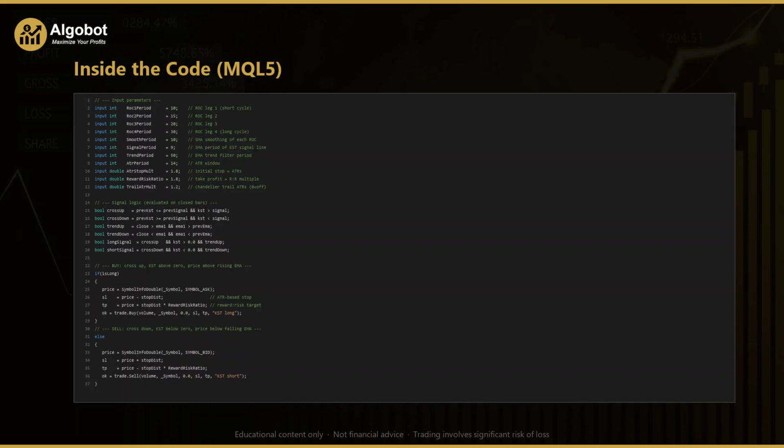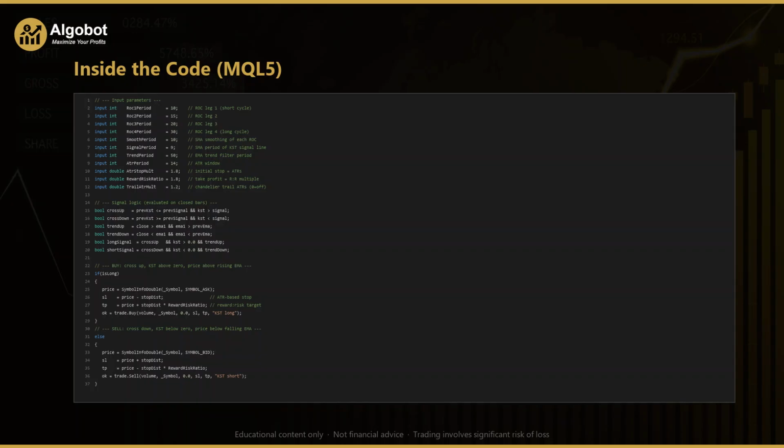The cross-up variable is true when the previous KST was at or below its signal line and the current KST is above it. The cross-down variable is the mirror image. The trend-up check requires the close to be above the EMA and the EMA to be higher than its previous value, while trend-down requires the opposite. The strategy then combines these.